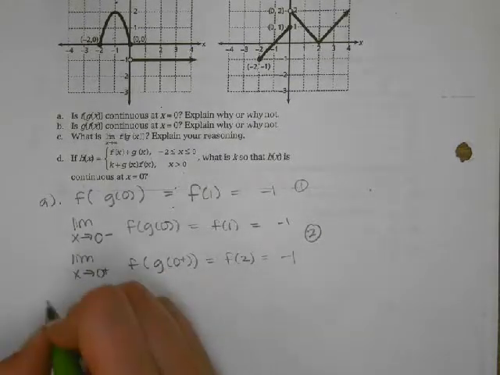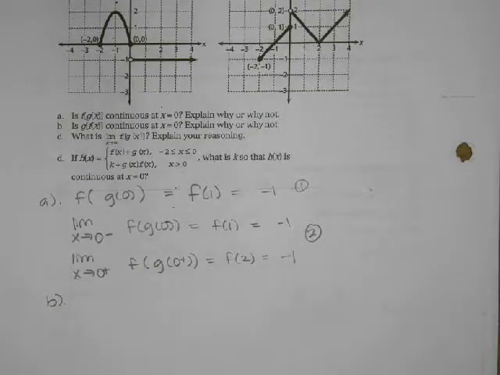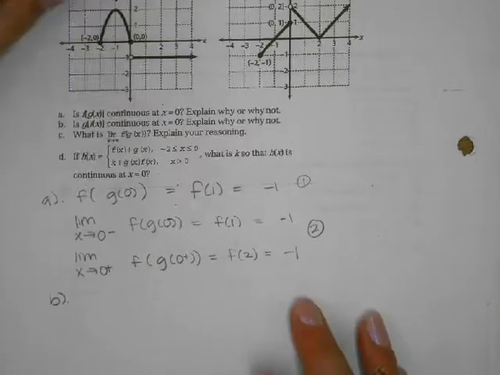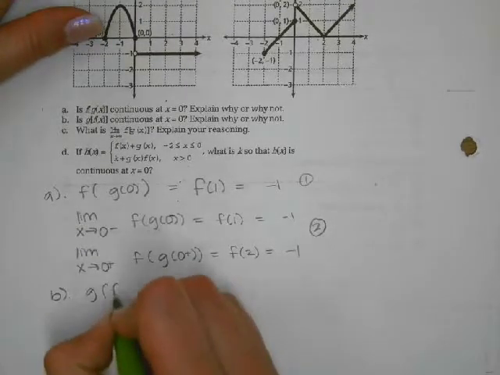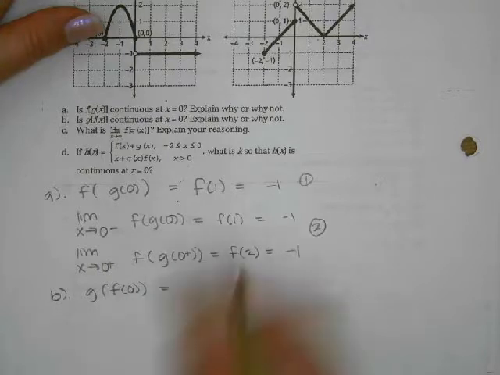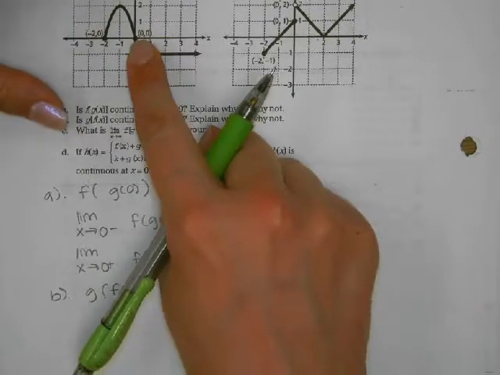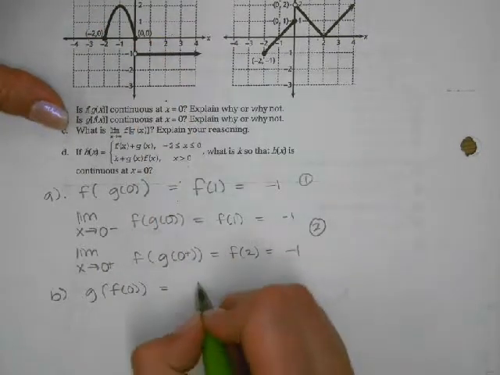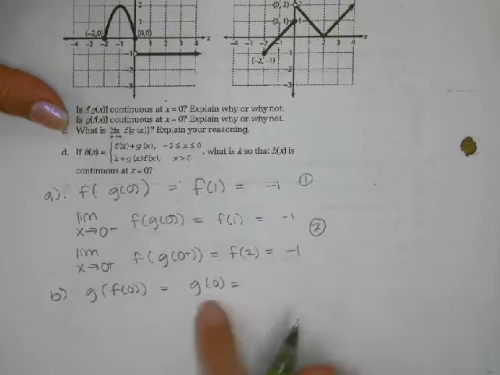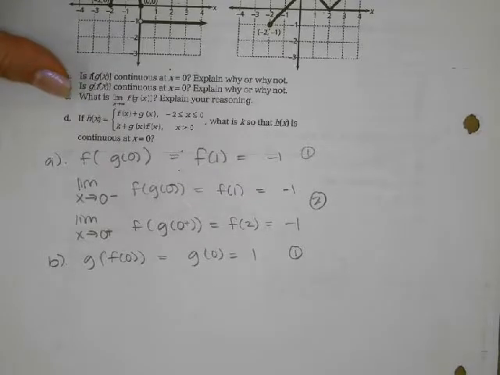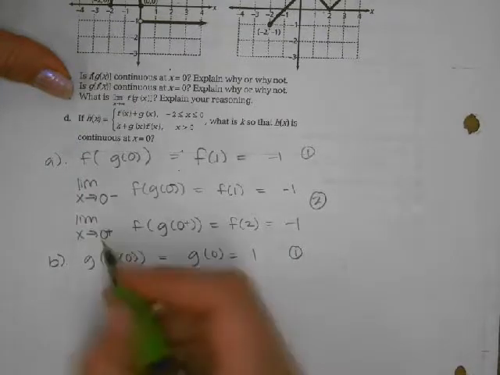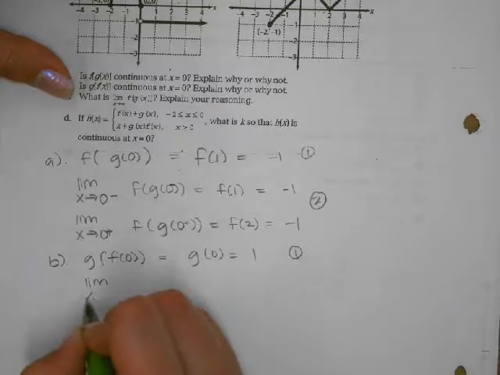All right, part B wants to know if g of f of x is continuous. So again, we're going to use those 3 parts. We're going to do g of f of 0. If you plug 0 into f, you get a y-coordinate of 0. So that's g of 0, and then g of 0 was 1. So that's what we get when we evaluate it. So based on the first part of the definition of continuity, we would say that we're on a good track so far. And then we have to do the left-hand limit and the right-hand limit.